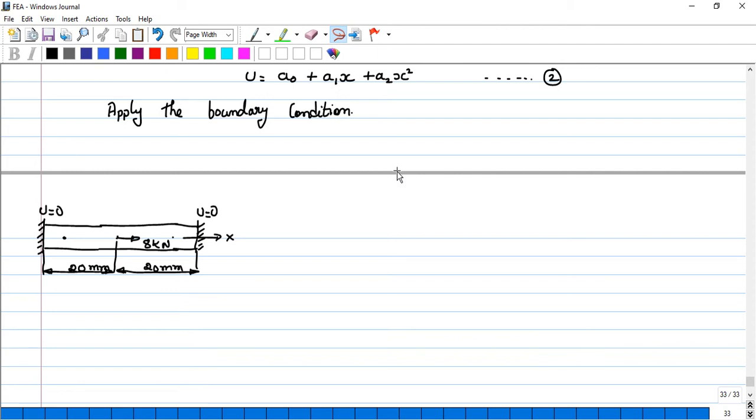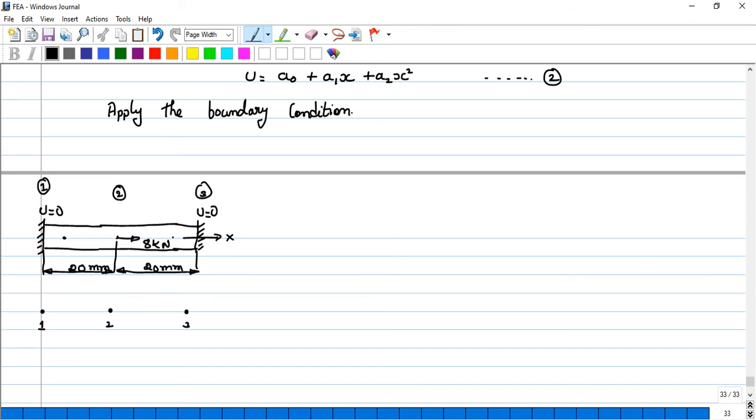Now, just consider this particular point. Number 1, I will write 1, 2, 3. So what are these 1, 2, 3? They are the nodes. I will represent them as node 1, node 2, node 3. So 1, 2, 3 nodes are here, and you have clearly seen how to represent the node.